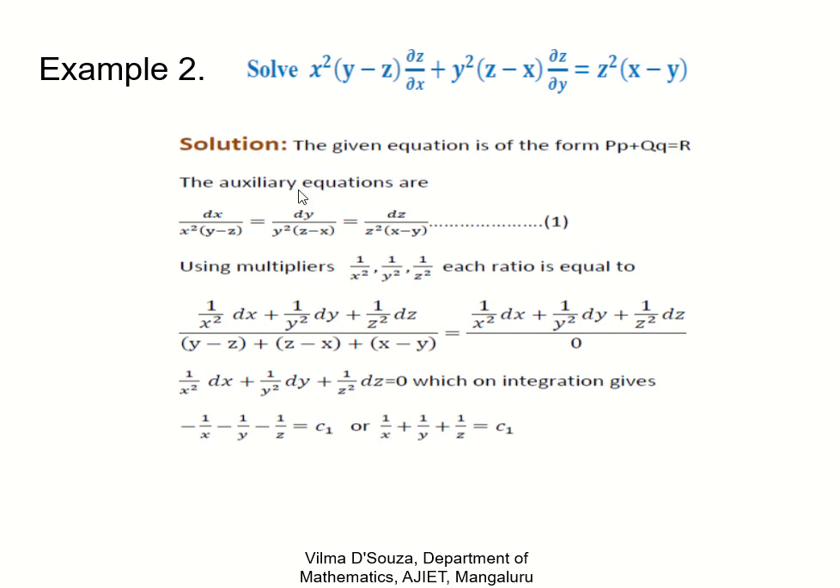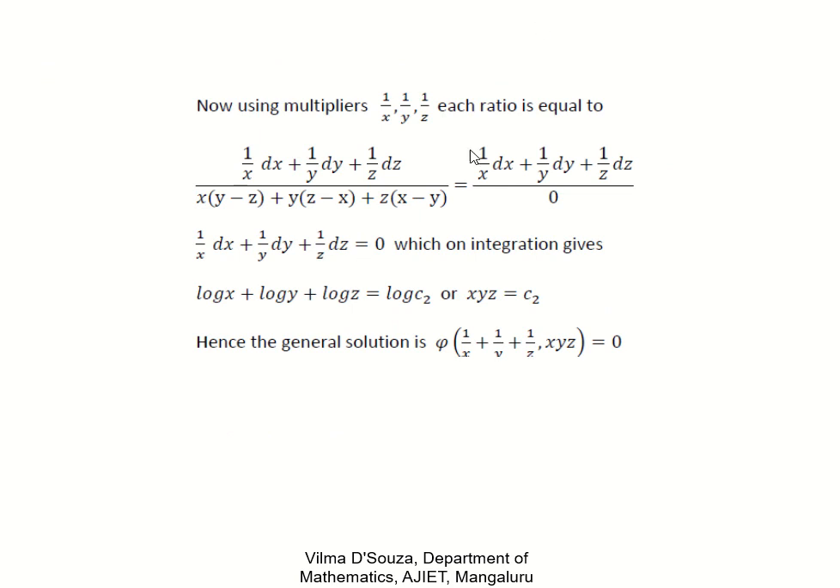Each ratio is equal to 1 by x dx plus 1 by y dy plus 1 by z dz over x into y minus z plus y into z minus x plus z into x minus y. So the denominator will be ultimately 0. So in the numerator you have 1 by x dx plus 1 by y dy plus 1 by z dz. That must be equal to 0.